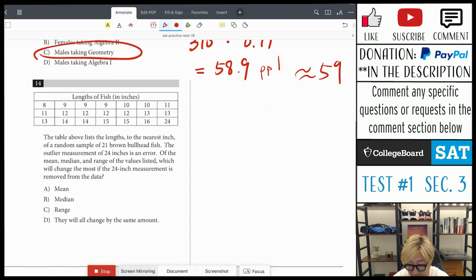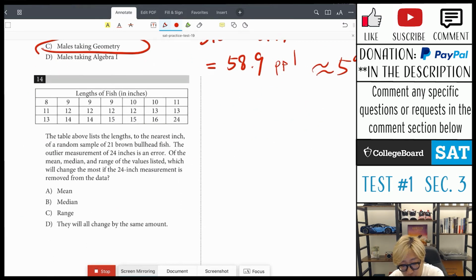Number 14. The table of blah, blah, blah. 21 brown bullhead fish. Get rid of the rest. The outlier measurement of 24 inches is an error. Cut. So that 24 inches? Well, this guy? Oh, okay, so that's an error. So of the mean, median, and range of the values listed, which will change the most?